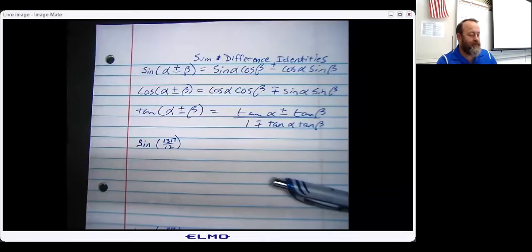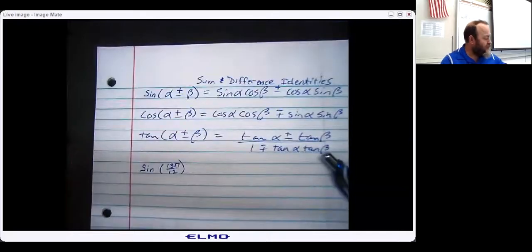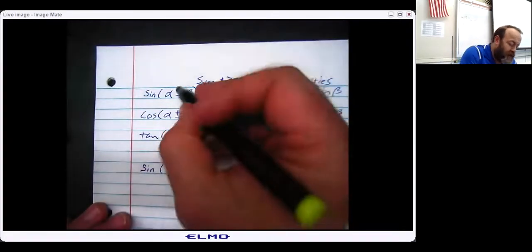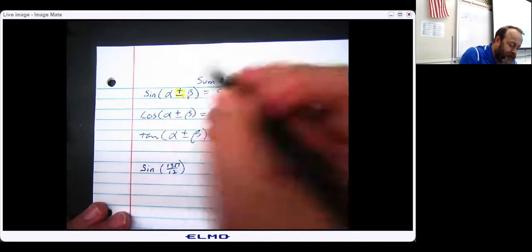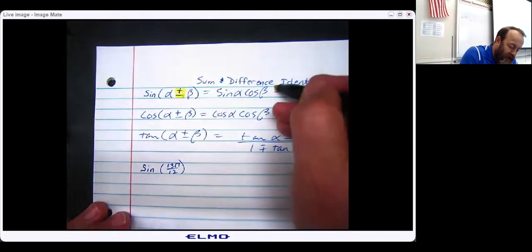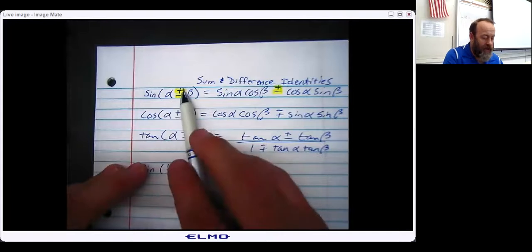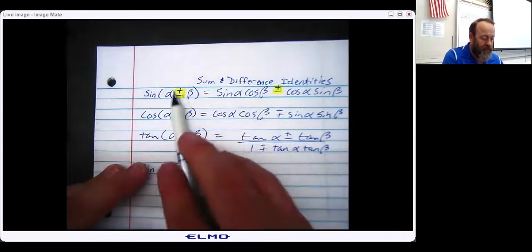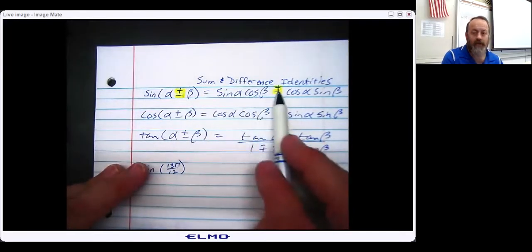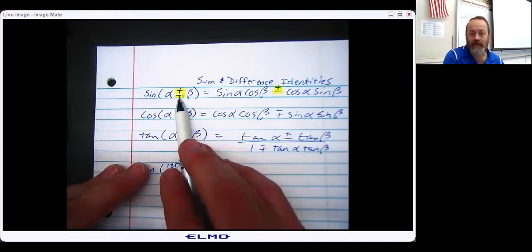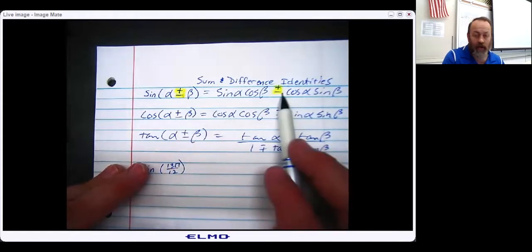So right away, let's just talk our way through these problems. One of the things that I want you to notice is when you take the sine of alpha plus or minus beta, notice the plus or minus here leads to a plus or minus there. That means that if you're going to add two angles in the question, in the equation, you're also going to add. And if you subtract something in the question, in the equation, we're also going to subtract.